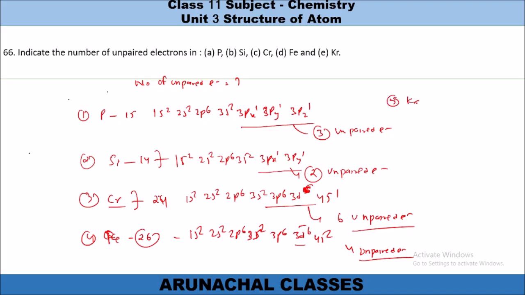Fifth one, we have krypton, that is atomic number 36. So it will be 1s2, 2s2, 2p6, 3s2, 3p6, 3d10, 4s2, 4p6. Here all orbitals are completely filled, so it has 0 unpaired electrons. It is an inert gas.